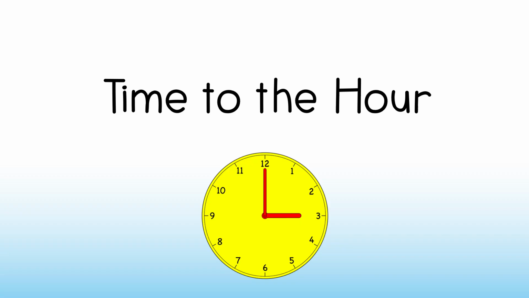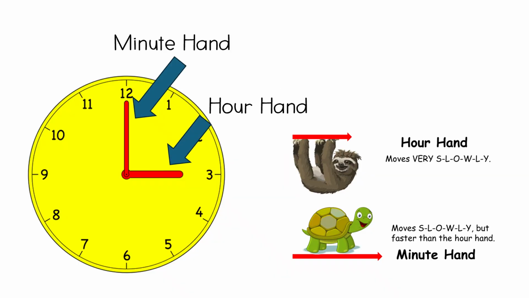such as 3 o'clock a.m. and 3 o'clock p.m. Start by showing them which hand is the hour hand and which one is the minute hand. Discuss how they both move very slowly, but how the hour hand moves even more slowly than the minute hand. I compare the hour hand to a sloth and the minute hand to a turtle. Both move very slowly, but a turtle isn't as slow as a sloth.